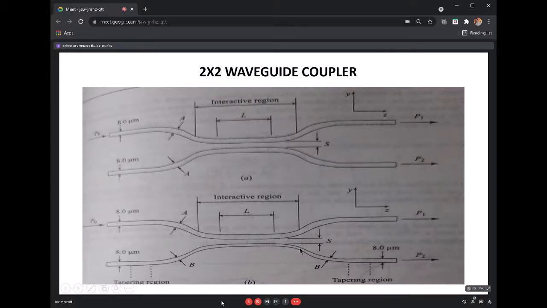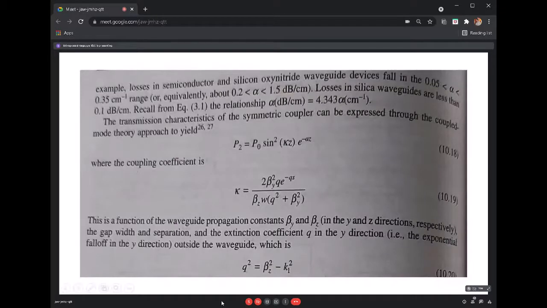By seeing this, the transmission characteristics of this coupler can be expressed in the form of an equation. That is given by P2 is equal to P naught into sine square of Kz into e to the power of minus Kz, where the coupling coefficient is K. So K will be equivalent to this much. Just for your reference, I discussed. These equations you need not remember and you need not write in the exam.